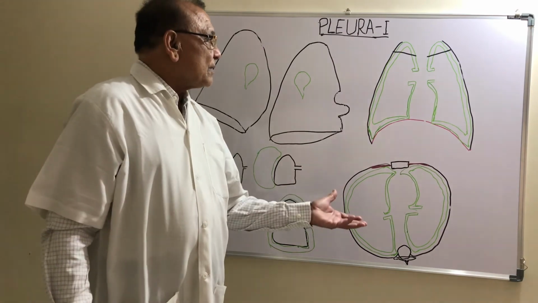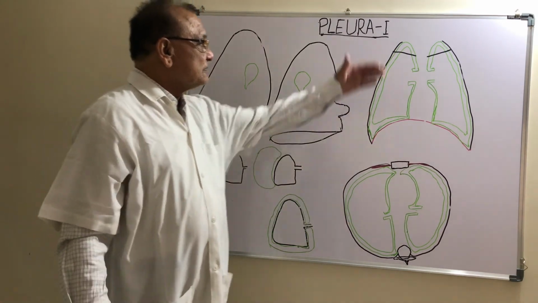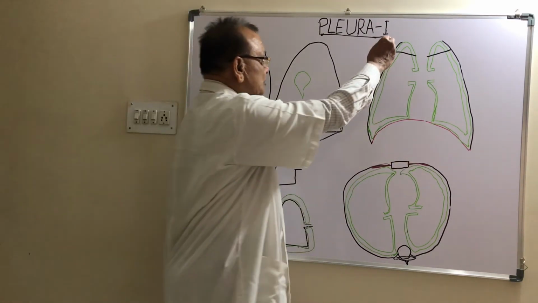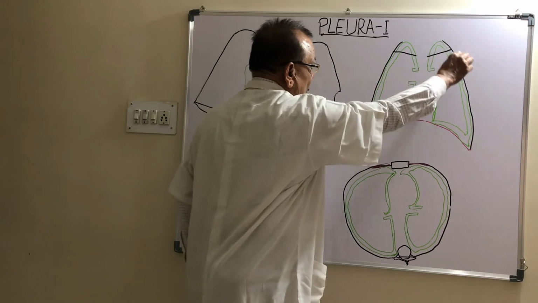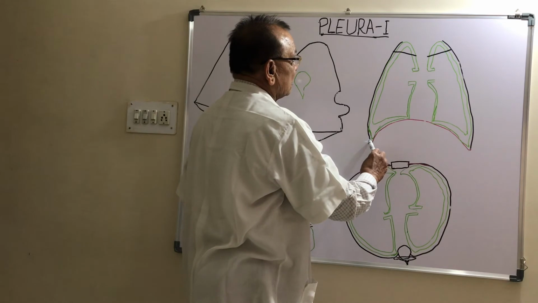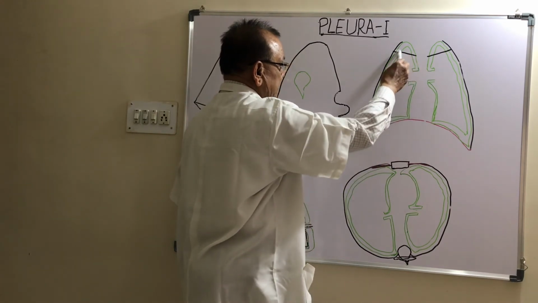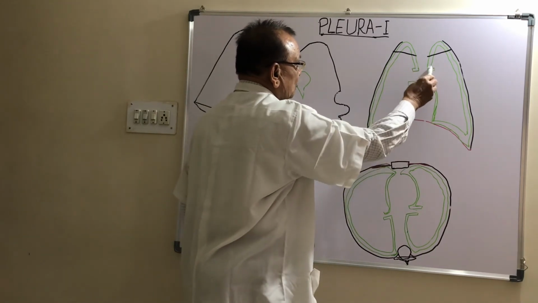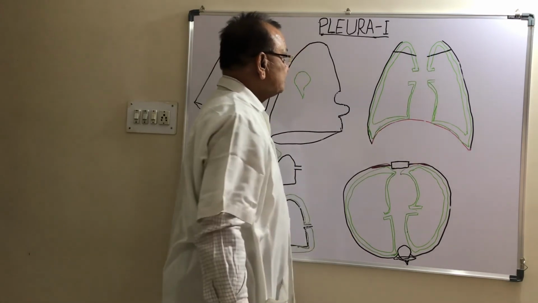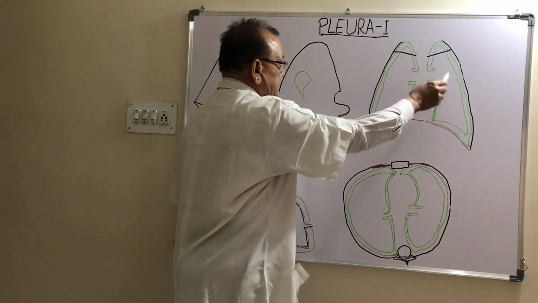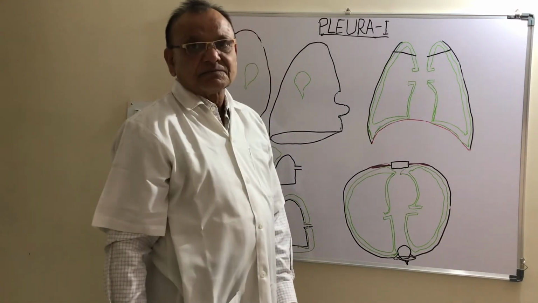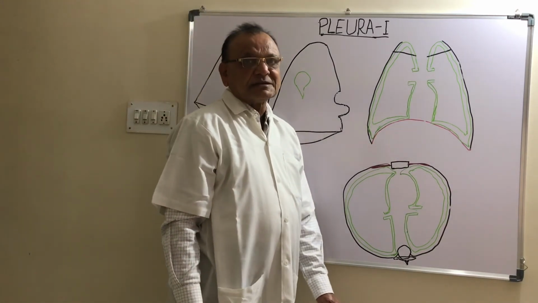For the parietal pleura, see this figure. This is the vertical section of the thorax. This is the wall of the thorax, this is the wall of the opposite side of the thorax, and this is the diaphragm muscle. This is the pleural sac of one side, this is the pleural sac of the other side, and this is the root of the lung. Between the two pleural sacs there is a space, and this space is called the mediastinum.